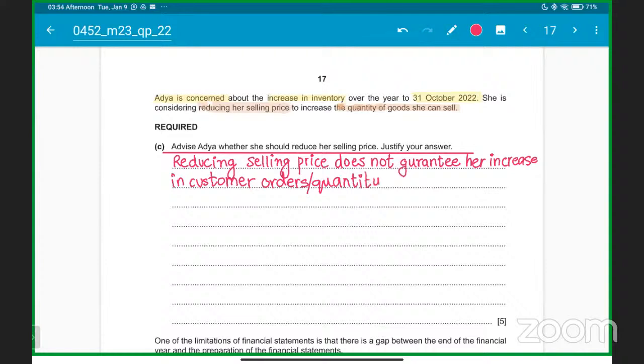Yes, sir. And what will happen if you are first going against? You have to write first against. Everyone getting it? First, you have to write against this question. So if you're writing it, that it might not be suitable. Everyone getting it? Yes, sir. Think about it, whether she should reduce her selling price or not. So if she is reducing her selling price, it might not guarantee the increase in customer orders quantity. Getting it? She should be working on managing inventory. Okay. Are you guys getting it?